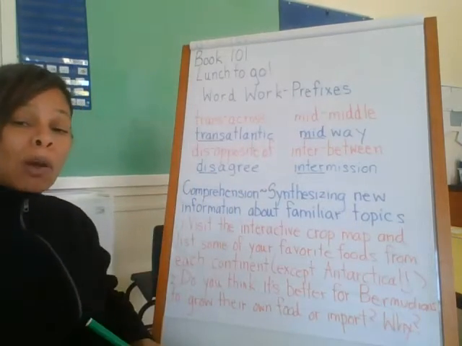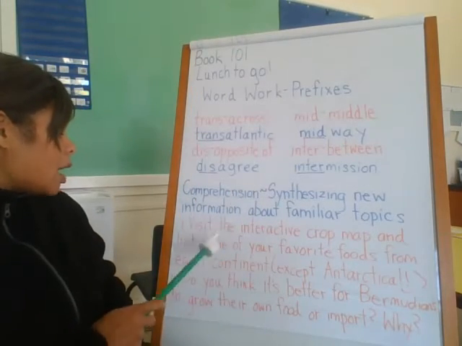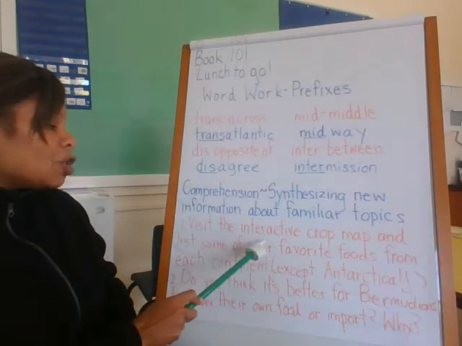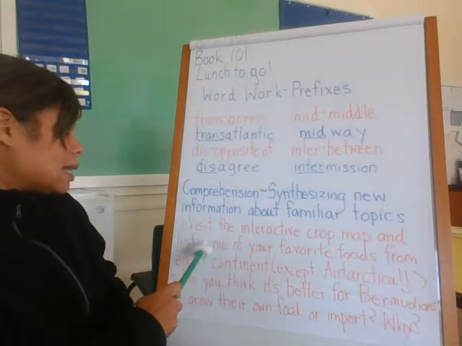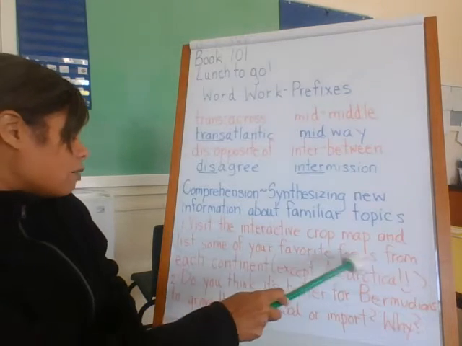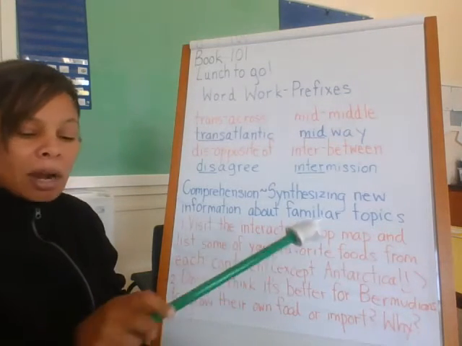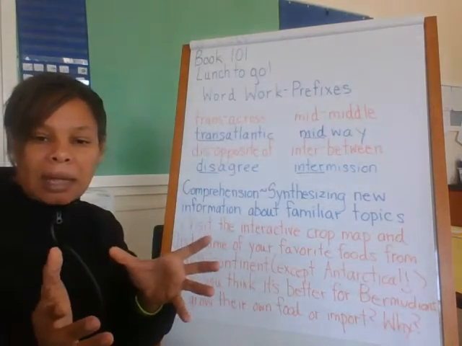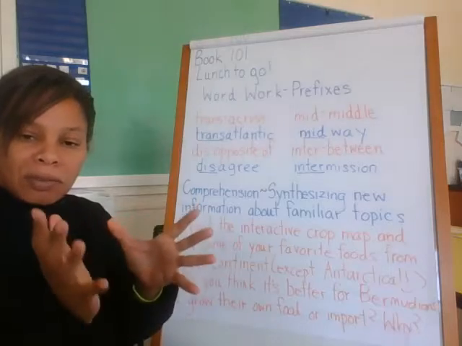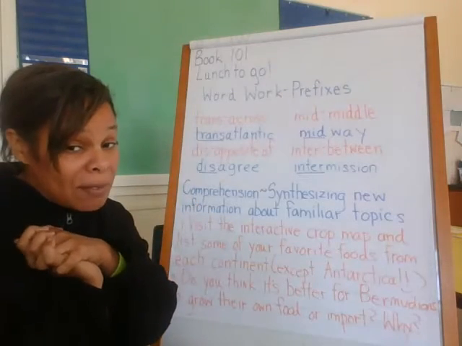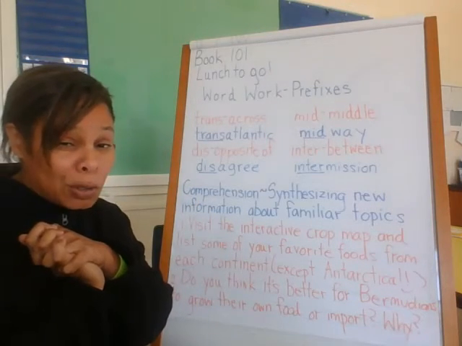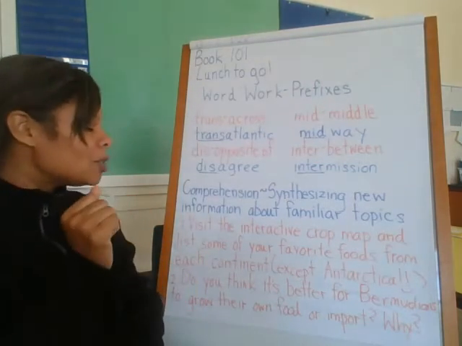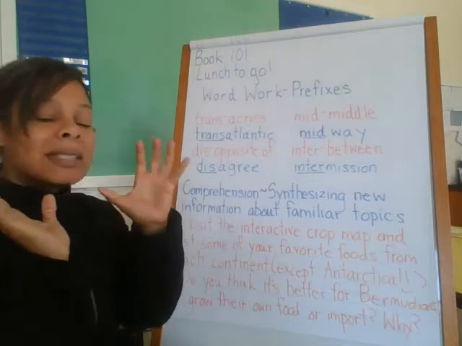So there are two things I want you to think about. Number one, I'm going to explain what this means. Visit the interactive crop map and list some of your favorite foods from each continent except Antarctica. I told you before that the continents are basically divisions of land. I told you what the 7 are already, so you're going to have to look them back up or go back again just to listen to what they are. But there is a map I'm going to show to you.